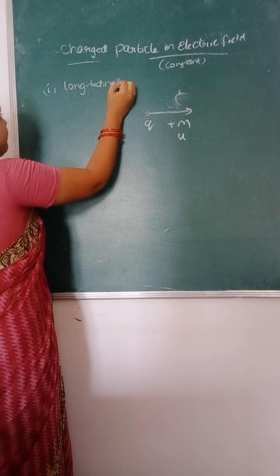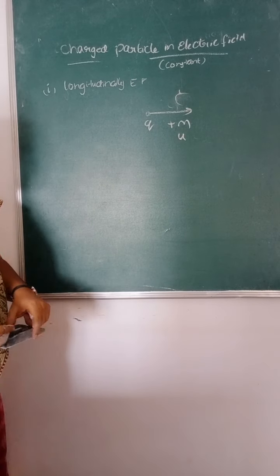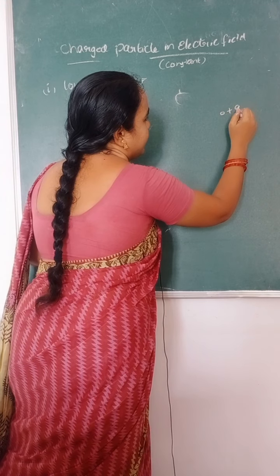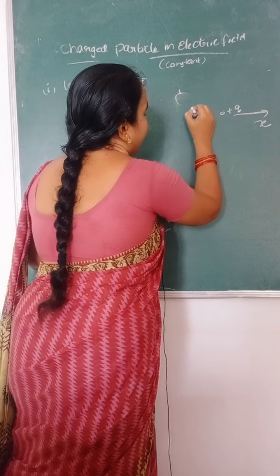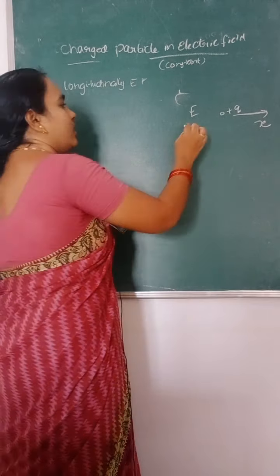That is, if the electric field is applied parallel to the motion of the charged particle. Let us suppose that the charged particle is moving along x direction and the external electric field is also exerted on the particle along x direction. The particle as well as the applied electric field are in the same direction, that is x. Let E be the electric field that is applied along the direction of the charged particle along x direction.